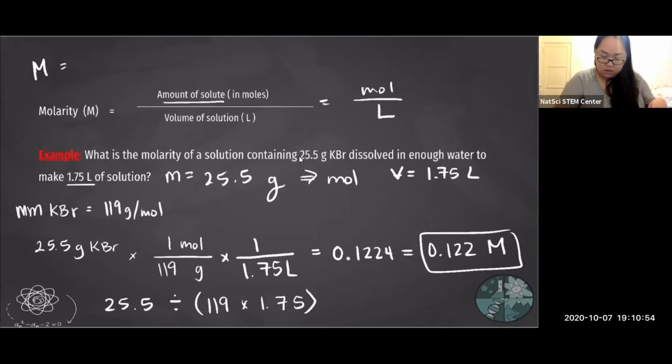So we put in 25.5 divided by 119. We added 0.214 moles of KBr into water. So water was 1.75 liters to make a solution of moles over liters, and molarity is just the name, just the unit for moles over liters.